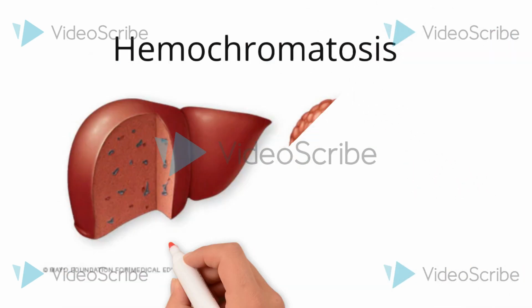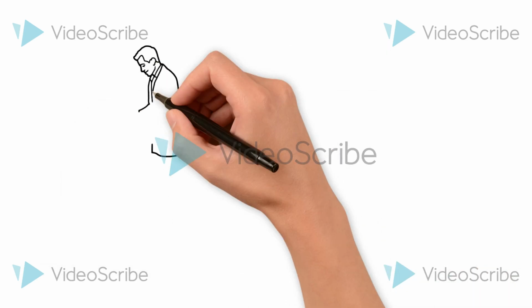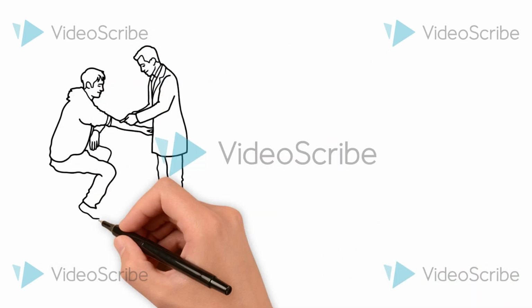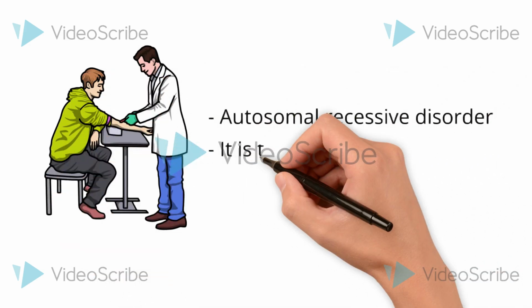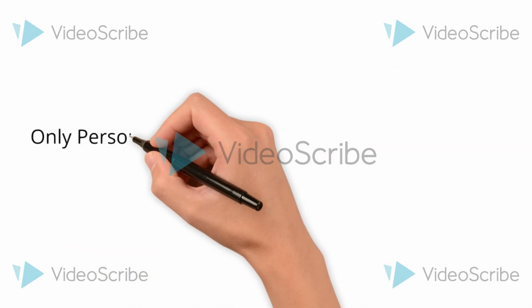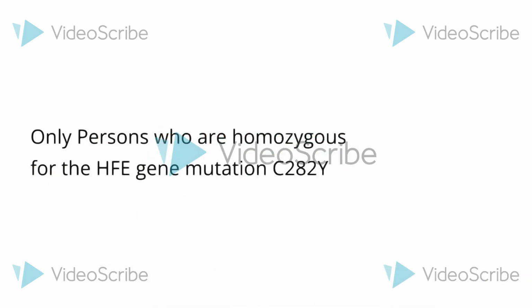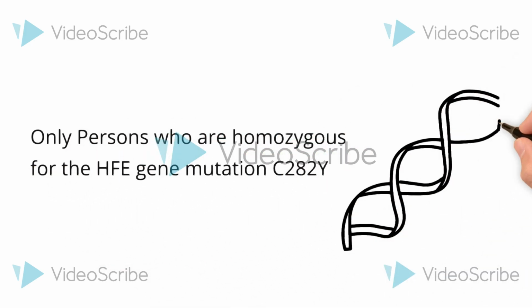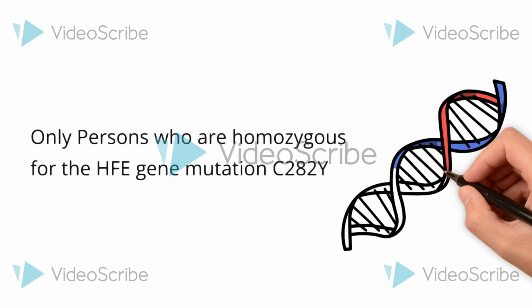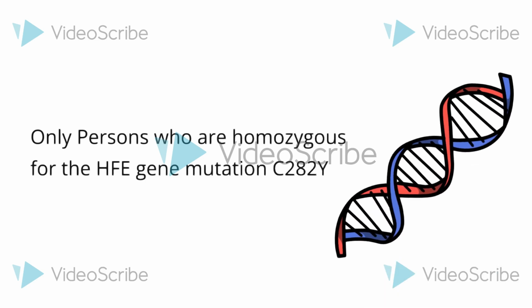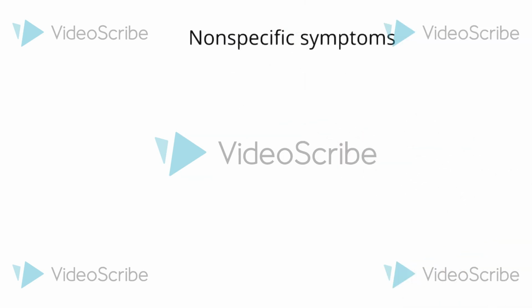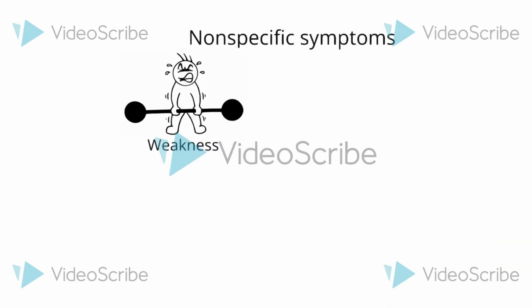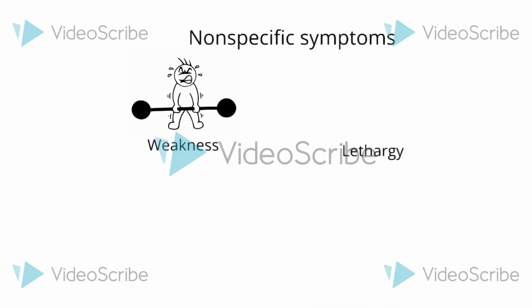Hereditary hemochromatosis is an autosomal recessive disorder that disrupts the body's regulation of iron. It is the most common genetic disease among Caucasians, with men experiencing higher rates of iron overload than women. About 85 to 90% of those affected are homozygous for the HFE gene mutation C282Y.